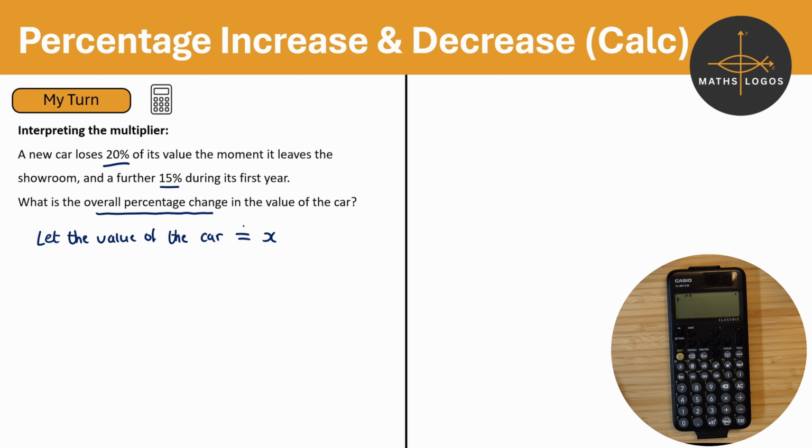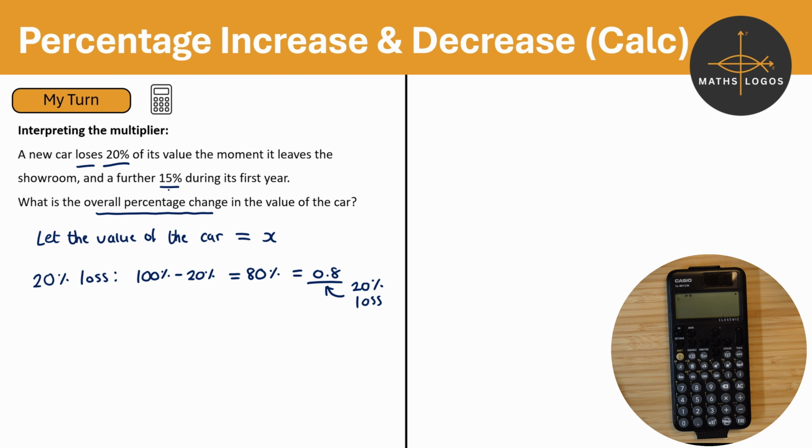We don't need to know the value of the car, but it might just be helpful for us to see how we would do that in future calculations. The car loses 20% of its value. So let's look at that multiplier first. A 20% loss, well, we start with 100%, subtract our 20%, that gives us 80%, and that's equal to 0.8 as a multiplier. So that's my 20% loss.